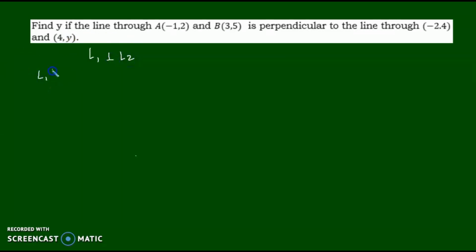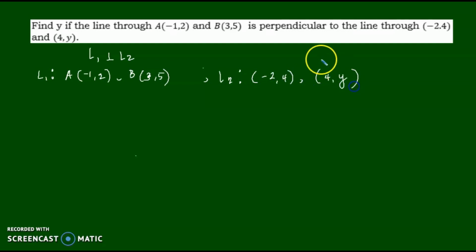So let line 1 be the line that contains the points A and B, where the coordinates of A are -1, 2 and the coordinates of B are 3, 5. Then line 2 is the line that contains the points -2, 4 and 4, y. The two lines are perpendicular, so the slope of one line is equal to the negative reciprocal of the slope of the other line, and the product of these slopes is equal to -1. So the slope of line 1 times the slope of line 2 is equal to -1.